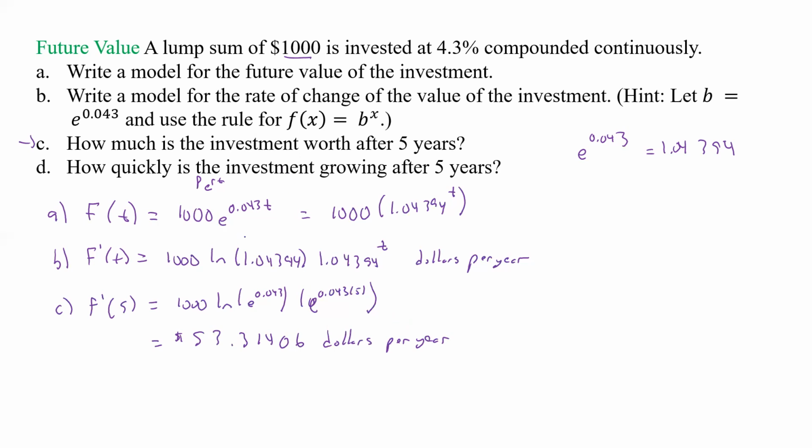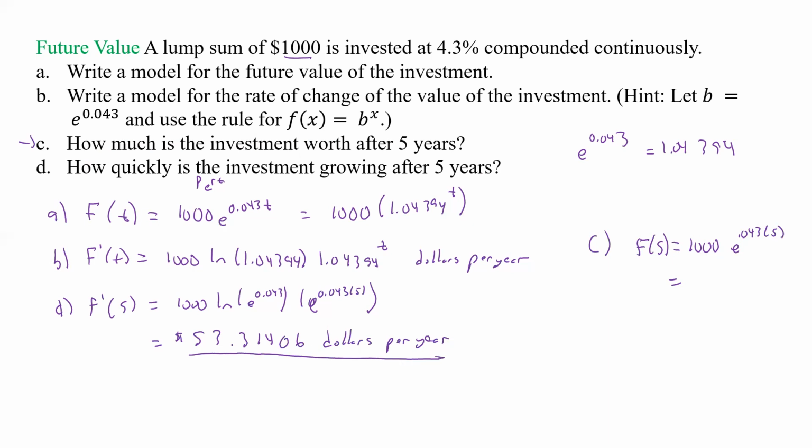Oh, I'm doing D first, not C. I read the wrong one. How much is the investment worth after 5 years? So let's call that D, and C is just going to be f of 5. So that's just going to be 1000 e to the 0.043 times 5. After we plug all that in, we get this value.